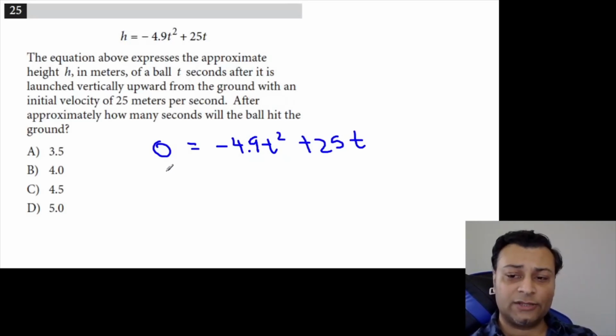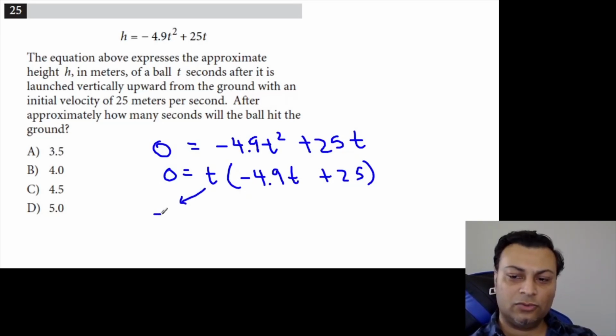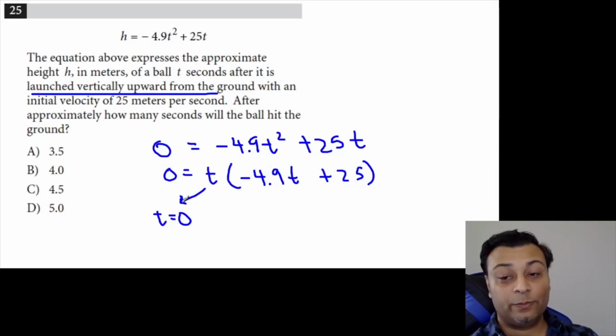They both have t, so let's factor the t out. Then you get negative 4.9 t plus 25. So there are two solutions. T is 0. It just means that the initial height, when t is 0, the height is 0. The ball is launched from the ground, vertically upwards from the ground. So you would get one solution where you have the initial time when the ball's on the ground, but the ball's on the ground at a later time as well. When it returns back to the ground, will the ball hit the ground? So we need the second instance of the ball being at height 0, and that's going to come from here.